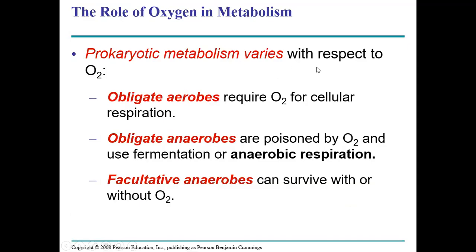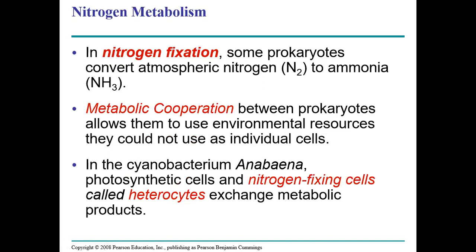Prokaryotic metabolism varies with respect to oxygen. Obligate aerobes require oxygen for cellular respiration. They cannot survive in the absence of oxygen. Obligate anaerobes are poisoned by oxygen and use fermentation or anaerobic respiration. They cannot survive if oxygen is present. Lactobacillus is an example, and you may remember organisms like Saccharomyces cerevisiae. Facultative anaerobes can survive with or without oxygen.